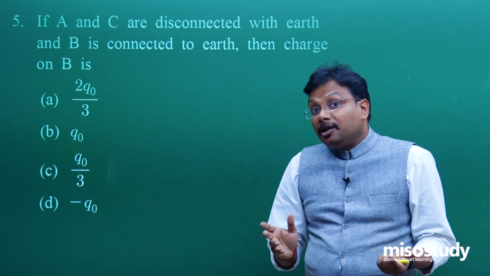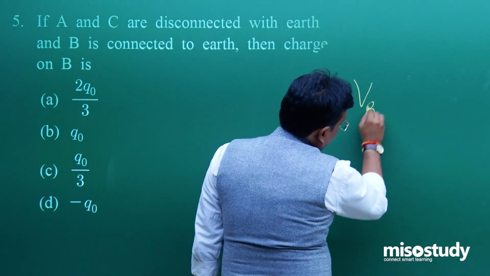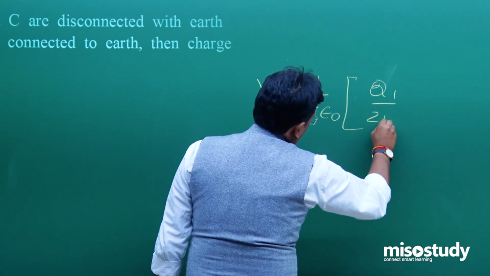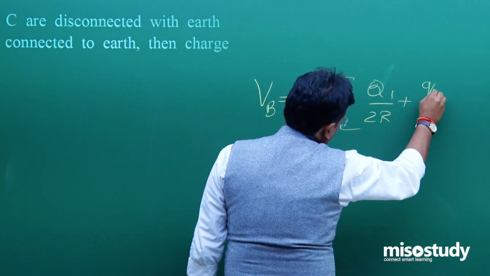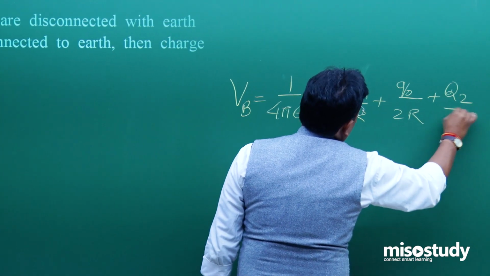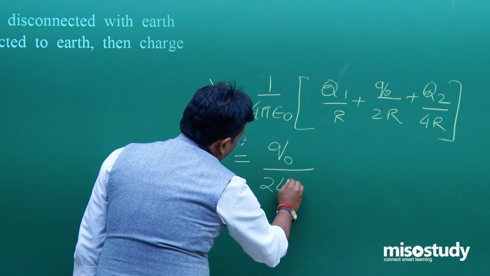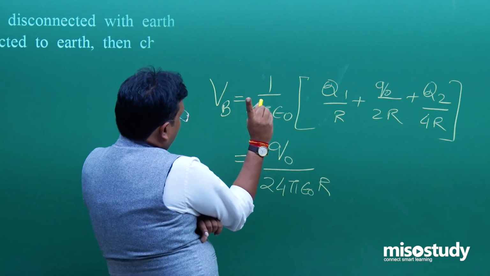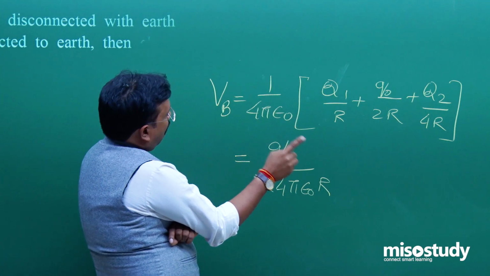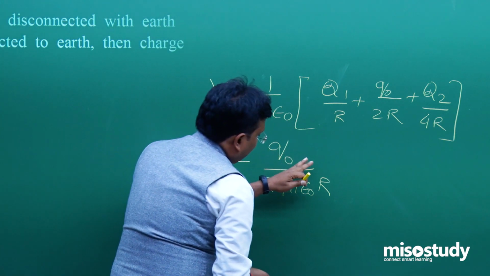Now, if B is connected to earth, it means the potential of B is 0, fine. So, what should I write over here? VB is equal to 1 upon 4 pi epsilon naught times Q1 upon 2R, plus Q naught upon 2R, plus Q2 upon 4R. And this should be equal to Q naught upon 24 pi epsilon naught R. This is the actual value of potential on shell B when it is not earthed. I should write this over here, but just to save camera space, I am writing it here.